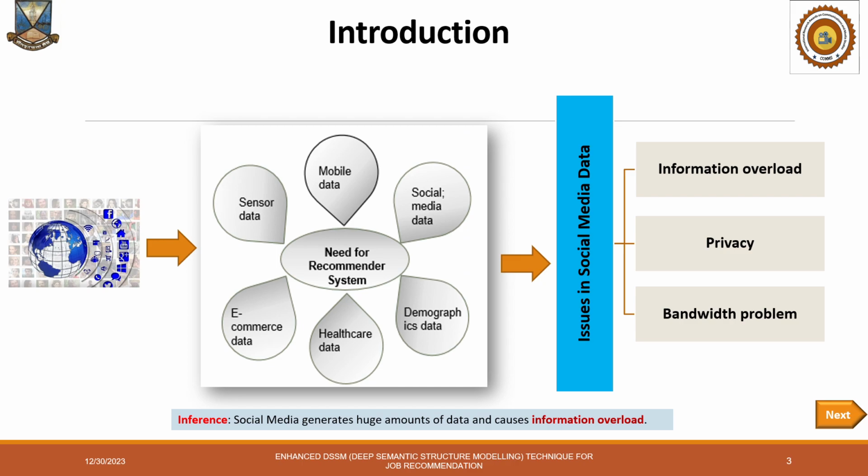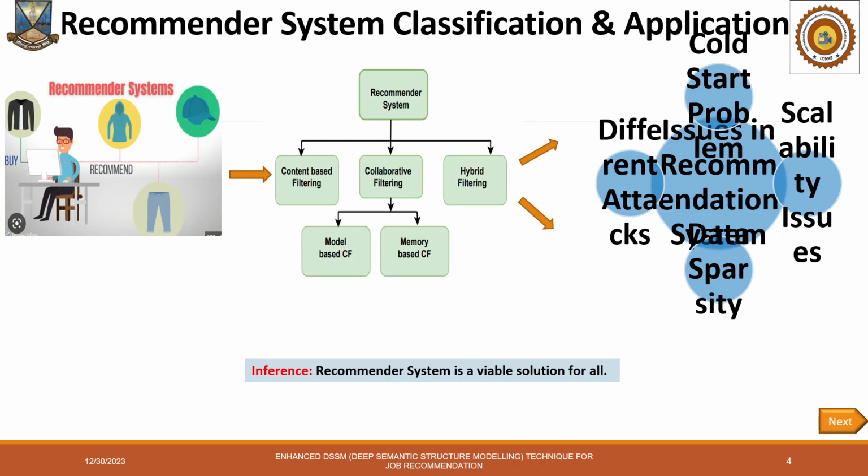We all know social media generates an enormous amount of data through sensor data, mobile, social media, demographic, healthcare and e-commerce. So this leads to various issues. One of the issues will be information overload, privacy and bandwidth problem. So all this data will not be helpful for further information. That's why we require some filtering system that will select only fascinating information and reject other information. So recommender system is a viable solution for all.